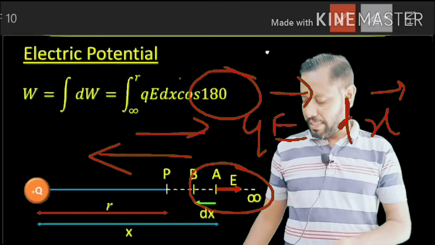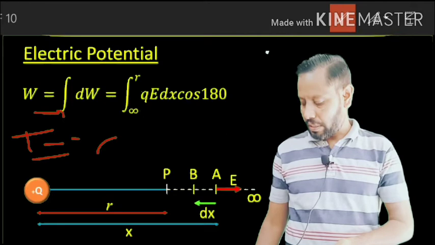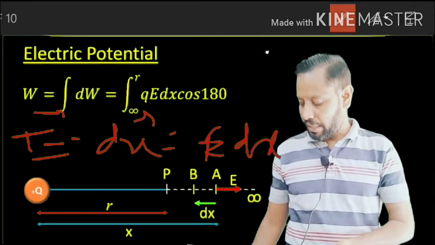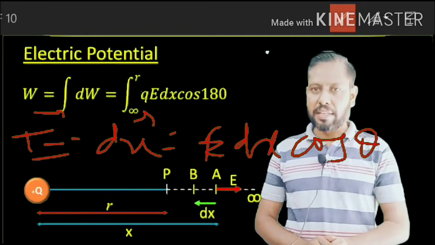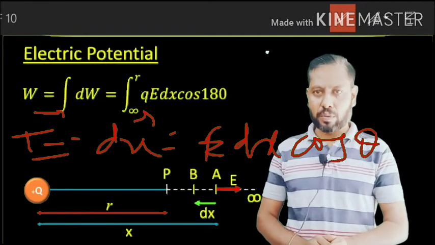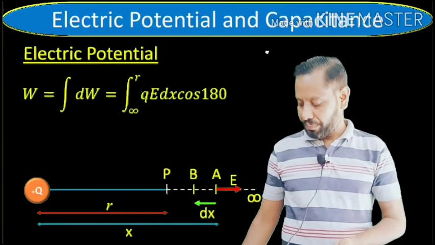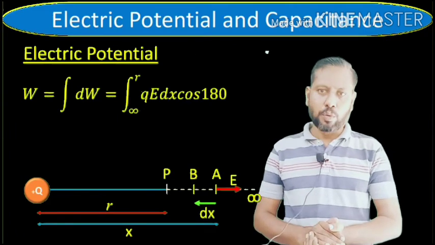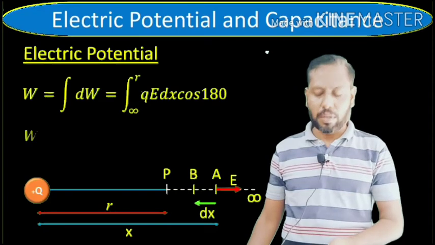In that case, the dot product, that is e dot dx, will be given by e dx cos of theta, and theta is the angle between e and dx. So that's why we are writing it like this, right? This is the work done, and we are moving from infinity to the distance r. So that's why we are taking the limits from infinity to r.